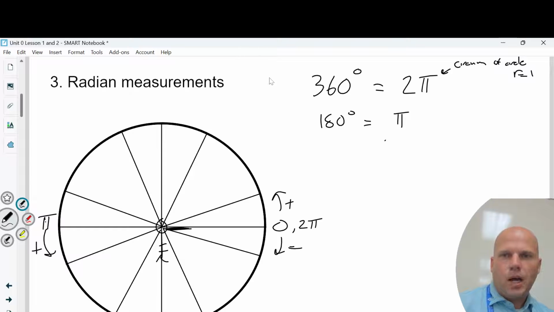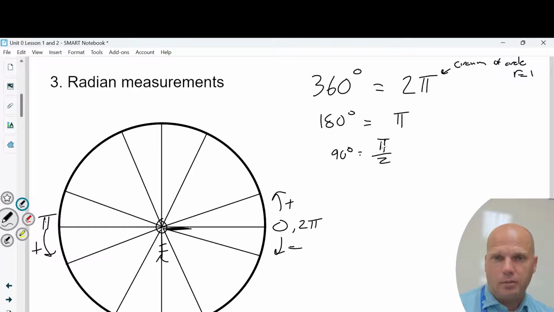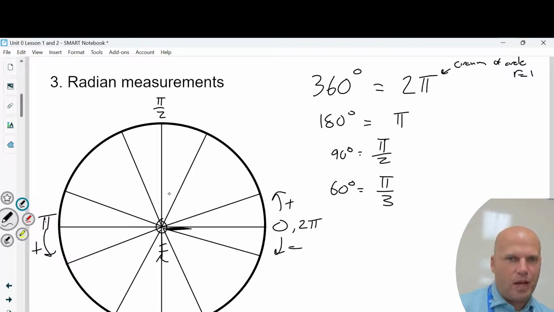For example, let's divide both of these by 2. Well, 180 divided by 2 is 90. Pi divided by 2 is pi divided by 2. All right, so 90 degrees, a quarter way of the circle, is pi over 2. Let's take this and divide it by 3. 180 divided by 3 is 60. Pi divided by 3 is pi divided by 3. All right, well, 60 degrees is pi over 3.